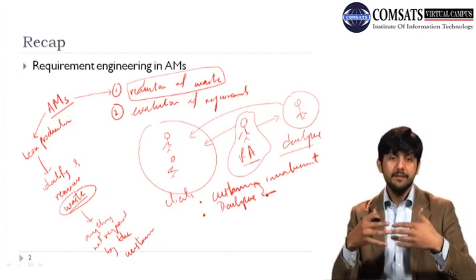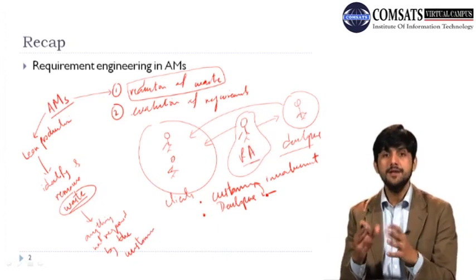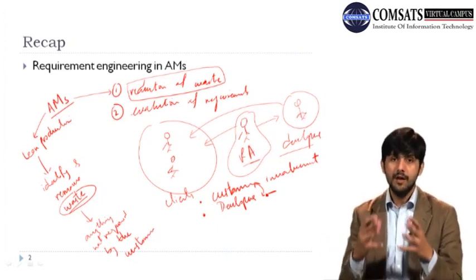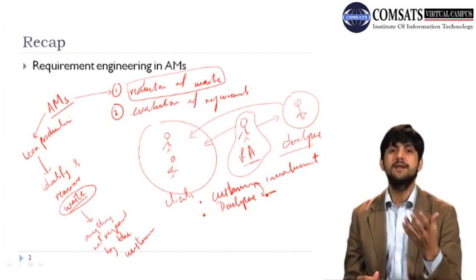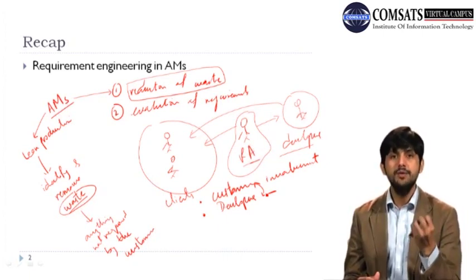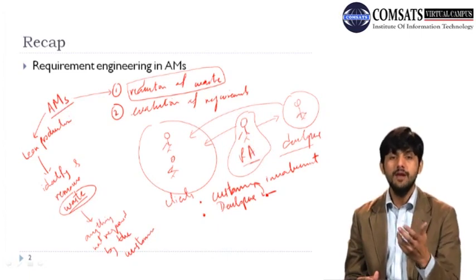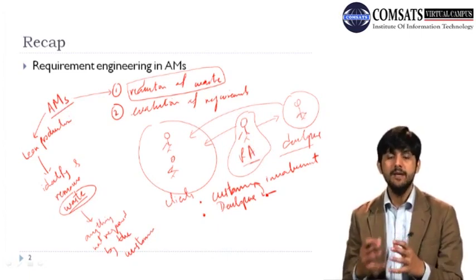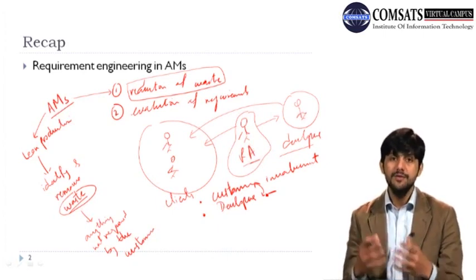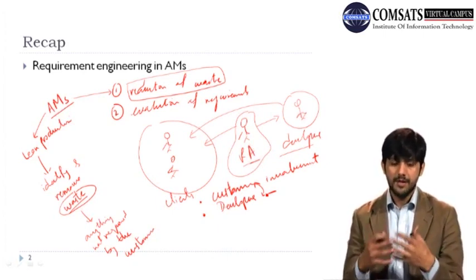But that puts another constraint on agile methodologies: the developers that you have when you are following agile methodology need to be more versatile. They need to have more skills. They need to be good in communication as well. Not only good in development, but good in communication as well. So these are the things that agile methodologies deploy in order to reduce the waste from the requirement engineering process.